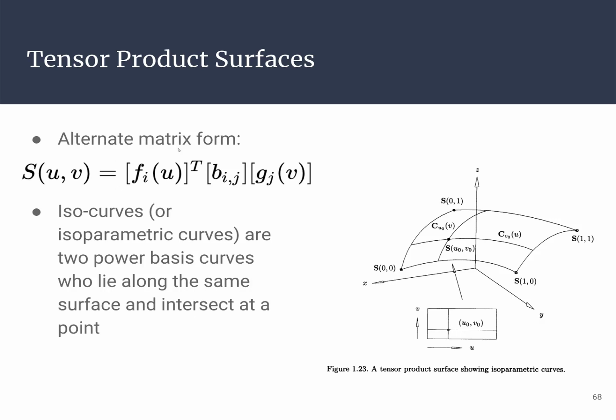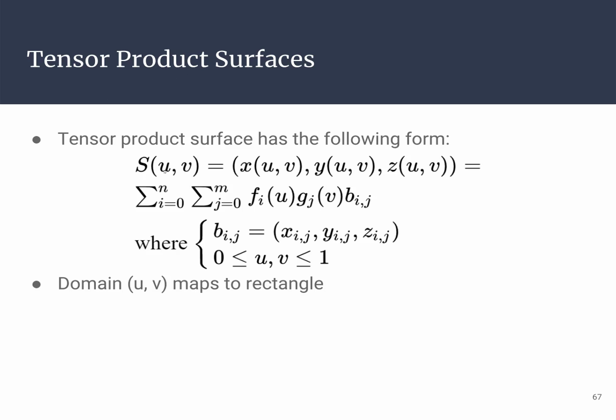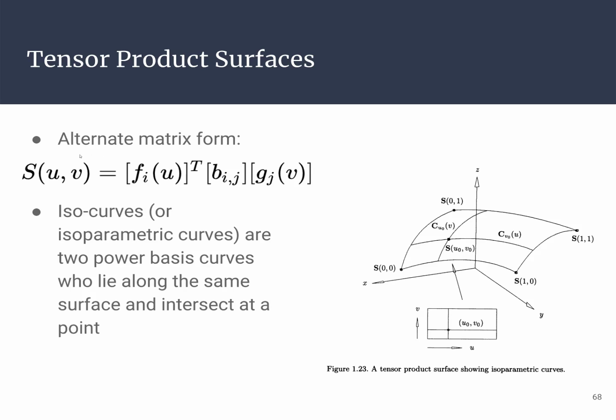We have an alternate matrix form of this tensor product surface. This was the original form, and now we have this alternate form here, where we're representing each item as an array. Now we have isocurves, also called isoparametric curves, which are two power basis curves that lie along the same surface and intersect at a point. Here we have an example of these two curves with the intersection point right here.